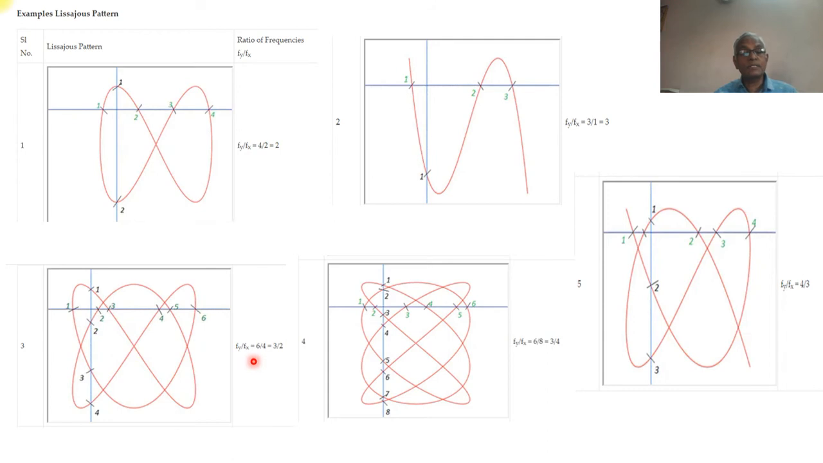Now here is another example, 6 is to 4. 1, 2, 3, 4, 5 and 6, and then 1, 2, 3 and 4. 6 is to 4, so this proportion will be 3 by 2. Then in this case Fy upon Fx will be 3 is to 1, because it cuts only once. So from that ratio we can calculate the frequencies from the Lissajous pattern. Another example is 6 is to 8: 1, 2, 3, 4, 5 and 6, and here it will be cutting 1, 2, 3, 4, 5, 6, 7 and 8 times.